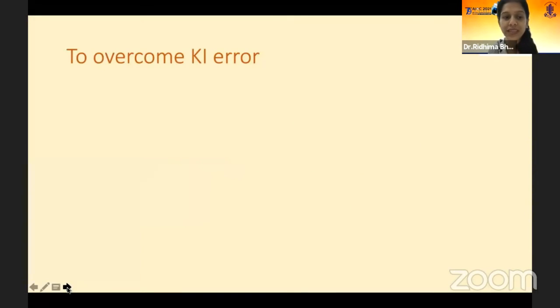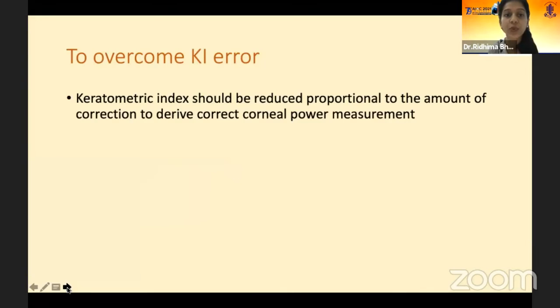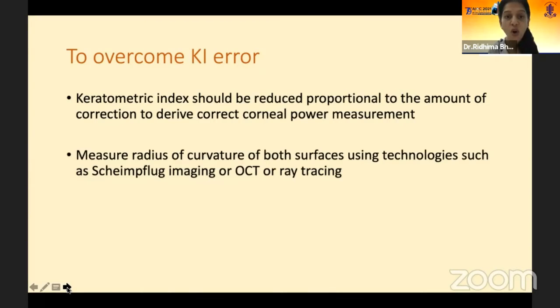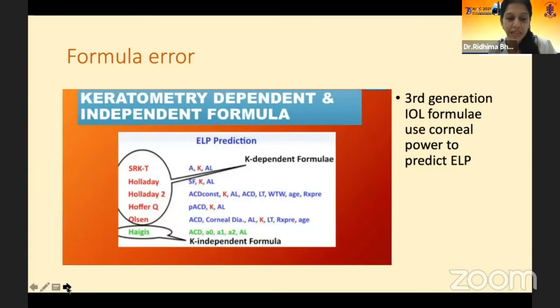So to overcome the keratometric index error, either we need to reduce the KI index, proportional to the amount of correction that has been done, or we need to separately measure the radius of curvature for the anterior as well as the posterior corneal surfaces using either the Scheimpflug or the ray tracing, or swept source OCT. Like the IOL Master now gives us a TK or a total keratometry value by separately measuring the anterior and posterior surfaces. So this is important for post-LASIK cases.